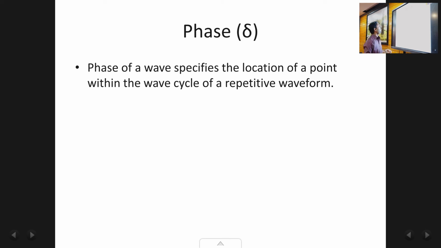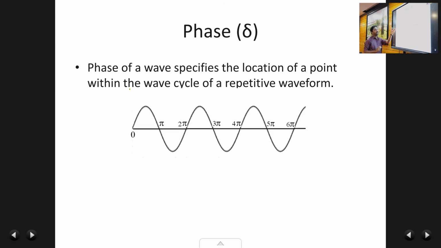So what is the meaning of phase? Phase basically specifies the location of a point on the wave. So if you know the phase of a wave, you can exactly tell at which point of the wave the waveform has reached. For example, suppose we have a wave like this. We denote a wave like this, a sine wave, let us say.